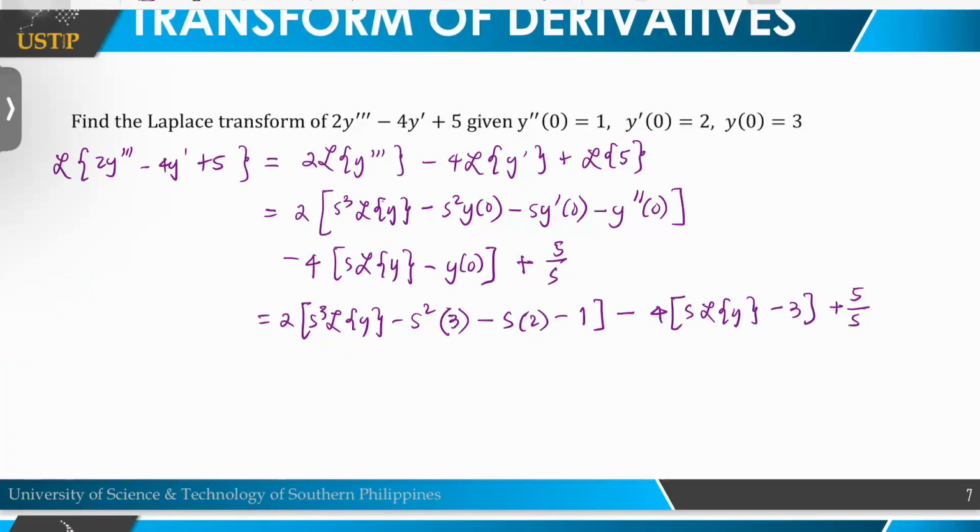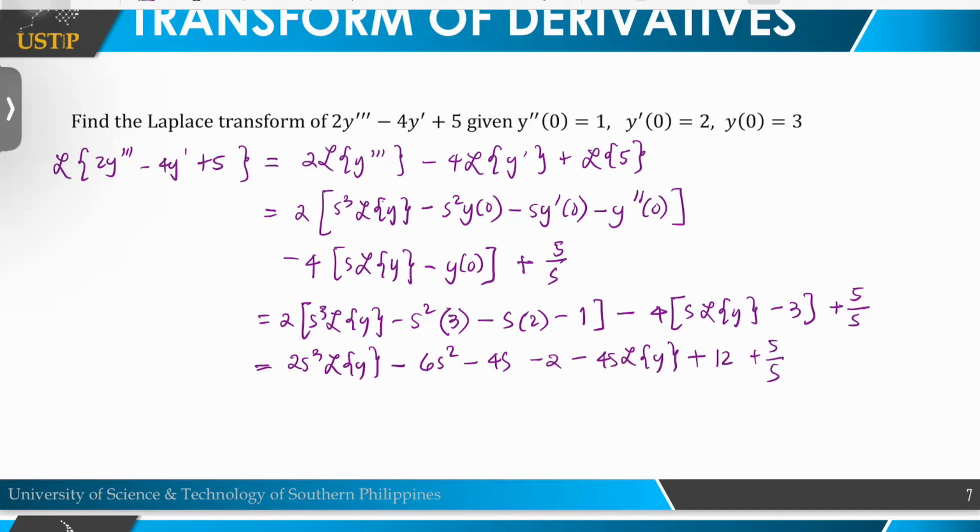Okay. Next is we distribute. We have 2s cubed Laplace transform of y minus 6s squared. Okay, minus 4s minus 2. Same is true with this, minus 4s Laplace transform of y plus 12 plus 5 over s.